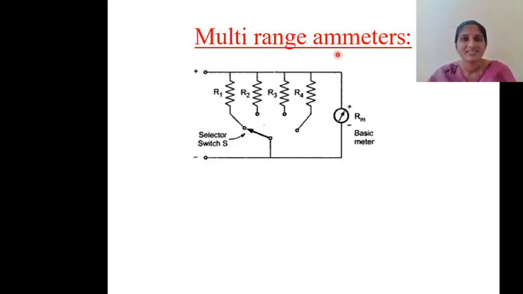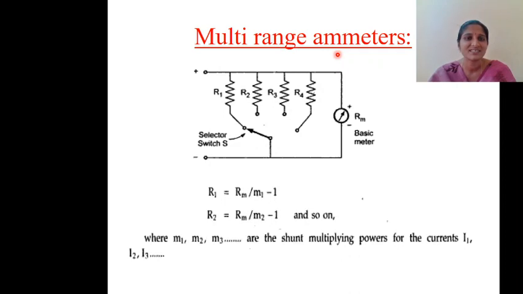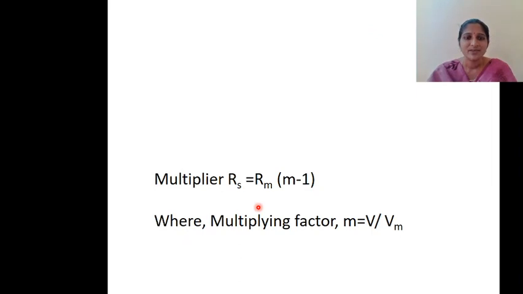The formula remains the same as usual. That is, R1 is equal to Rm divided by M1 minus 1, R2 is equal to Rm divided by M2 minus 1, where M1 means I divided by Im1 and M2 means I divided by Im2. Likewise this will continue.